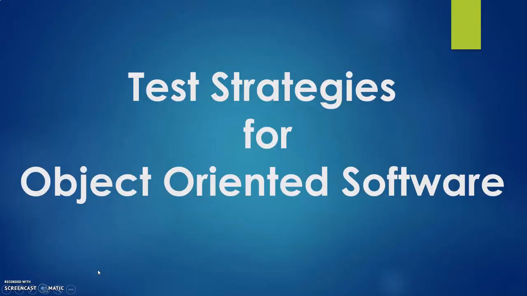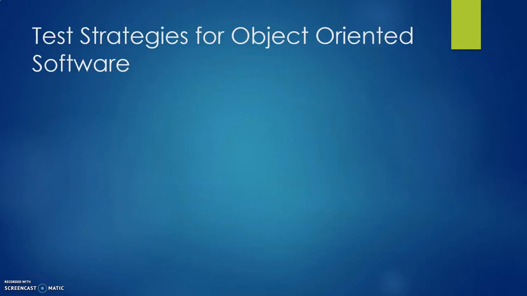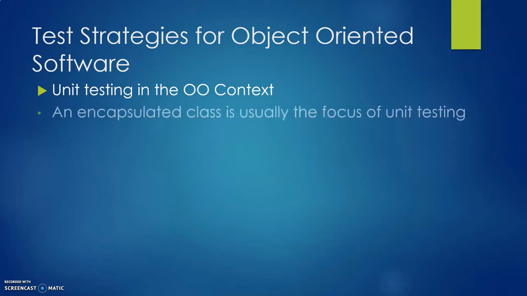Hello and welcome back. In the last episode we were discussing test strategies for conventional software, and today I'm going to discuss test strategies for object-oriented software. The steps and the testing process are the same for everything that we have: unit testing, integration testing, everything. In the context of object-oriented software, we are going to look at what unit testing is.